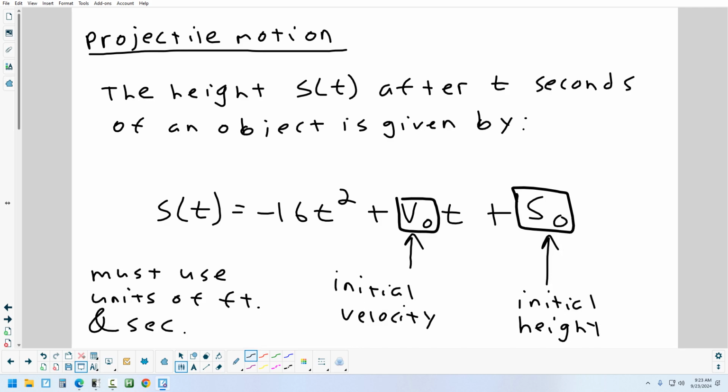The v sub 0 is how fast this object was thrown or launched. It's the speed right when it was launched. And s sub 0, that's what we call the initial height. So in other words, when you threw this object, were you standing on something when you threw it? So you were already like 5 feet off the ground? Were you on top of a building that was like a couple hundred feet tall? What was the initial height when you threw the object?